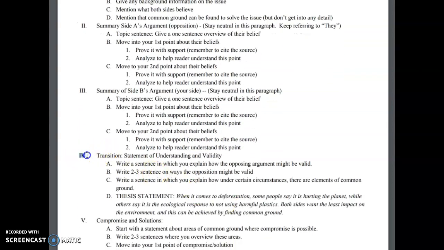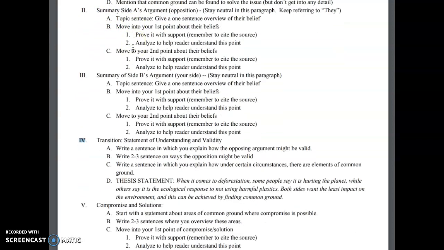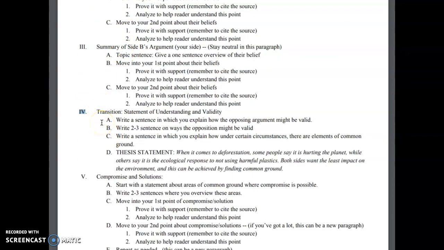Paragraph 4, this is an interesting paragraph. This is actually where your thesis statement is going to show up. In normal papers, your thesis statement shows up at the end of the introduction. In a Rogerian argument, your thesis statement is actually going to show up in the fourth paragraph. You are going to write a sentence that explains how the opposing argument might be valid. You're giving a nod to the opposition. Then you are writing on the ways it could be valid. And then you are writing a sentence that explains how under certain circumstances there are elements of common ground that can be found between the two sides.